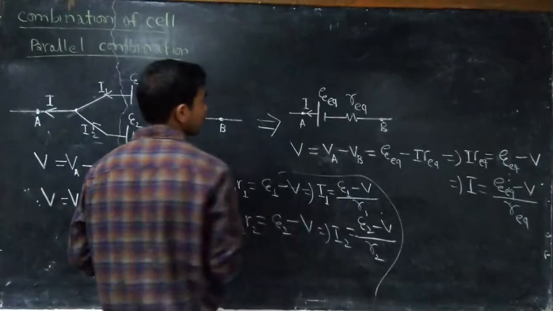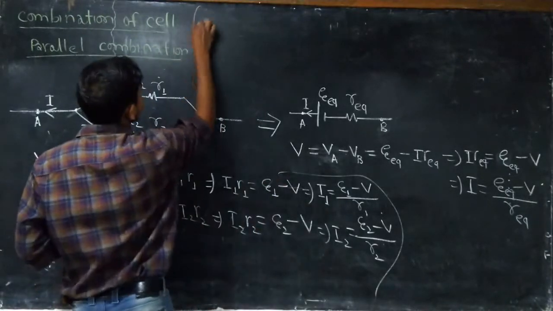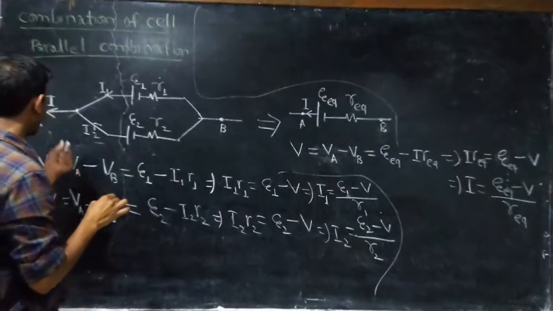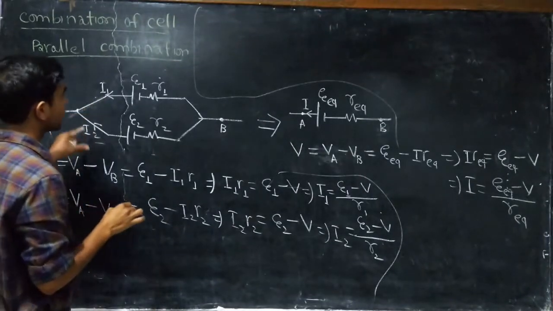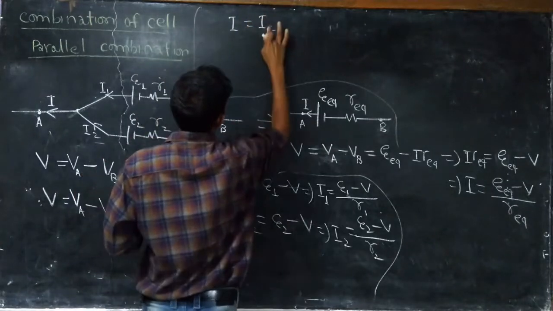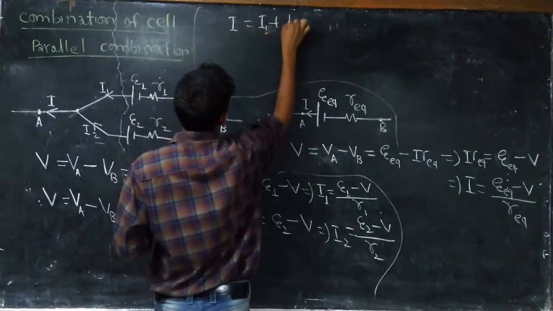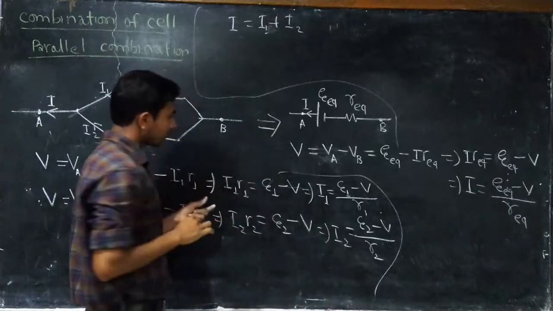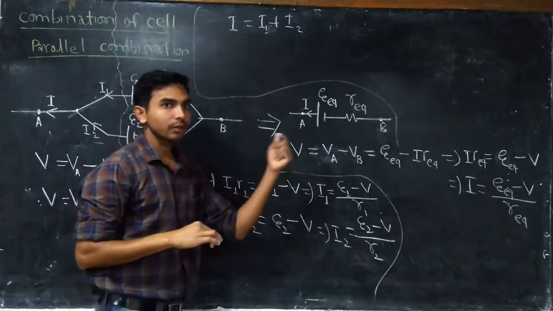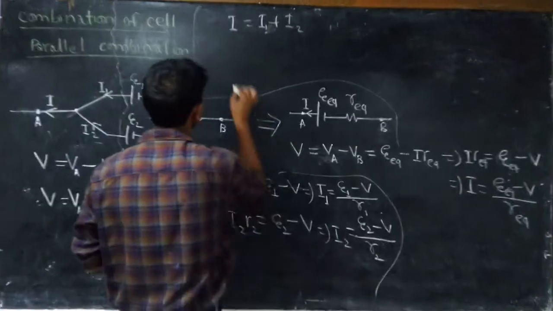Okay. So after that I'm going to write the upper part. As you see here, this I is the sum of this one as well as this one. So we can write I is I1 plus I2, right? And now you have the value of I1, I2 and I, so I'm going to substitute the values.